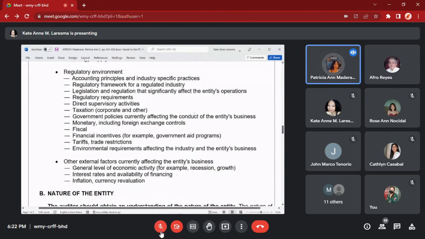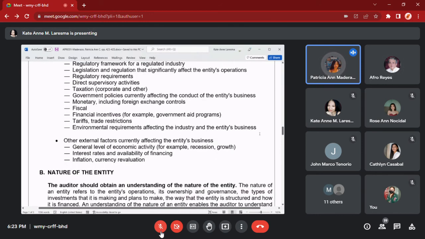currently affecting the conduct of the entity's business, monetary, including foreign exchange controls, fiscal, financial incentives, for example, yung government programs, tariffs, trade restrictions, environmental requirements affecting the industry and the entity's business. Other external factors currently affecting the entity's business, first is general level of economic activity. For example, is recession growth, interest rates, and availability of financing. Next is inflation, currency revaluation.